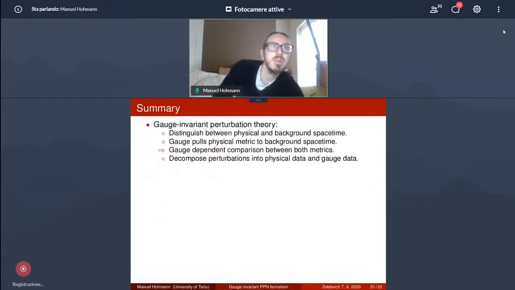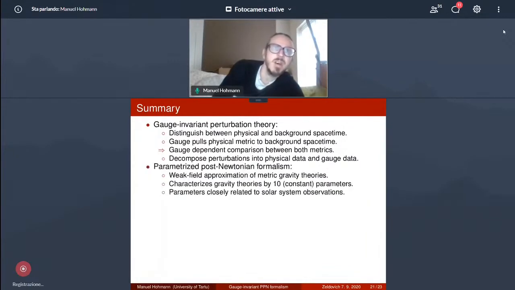So let me come to the conclusion. I have shown you the principle of gauge-invariant perturbation theory, where we distinguish between the physical and the background space-time, which are related to each other by a particular gauge. I have shown you the basics of the PPN formalism, which characterizes gravity theories by 10 parameters.